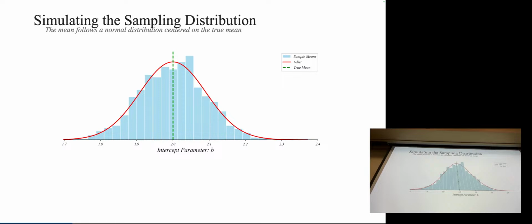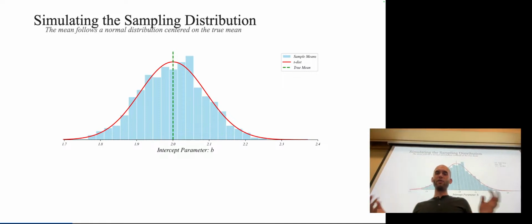I see a bunch of hand movements that are indicating, yeah, Drew. Find the area of the curve where the intercept parameter is 0. Yeah, so find the area under this curve where the intercept parameter is 0.